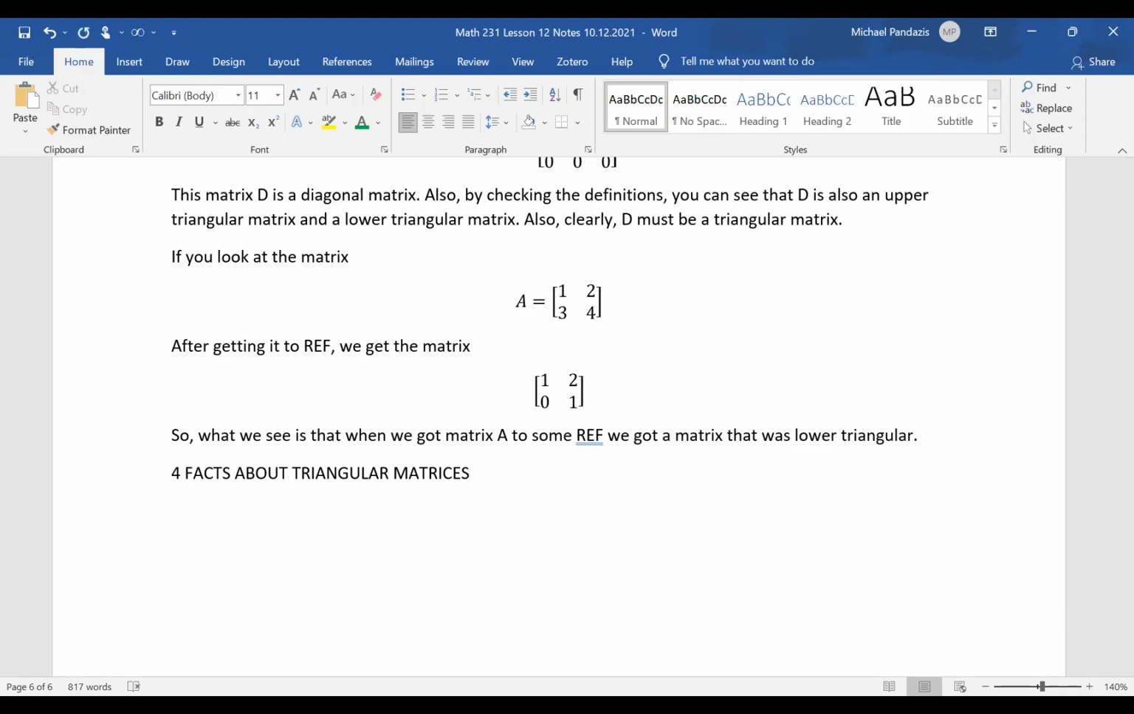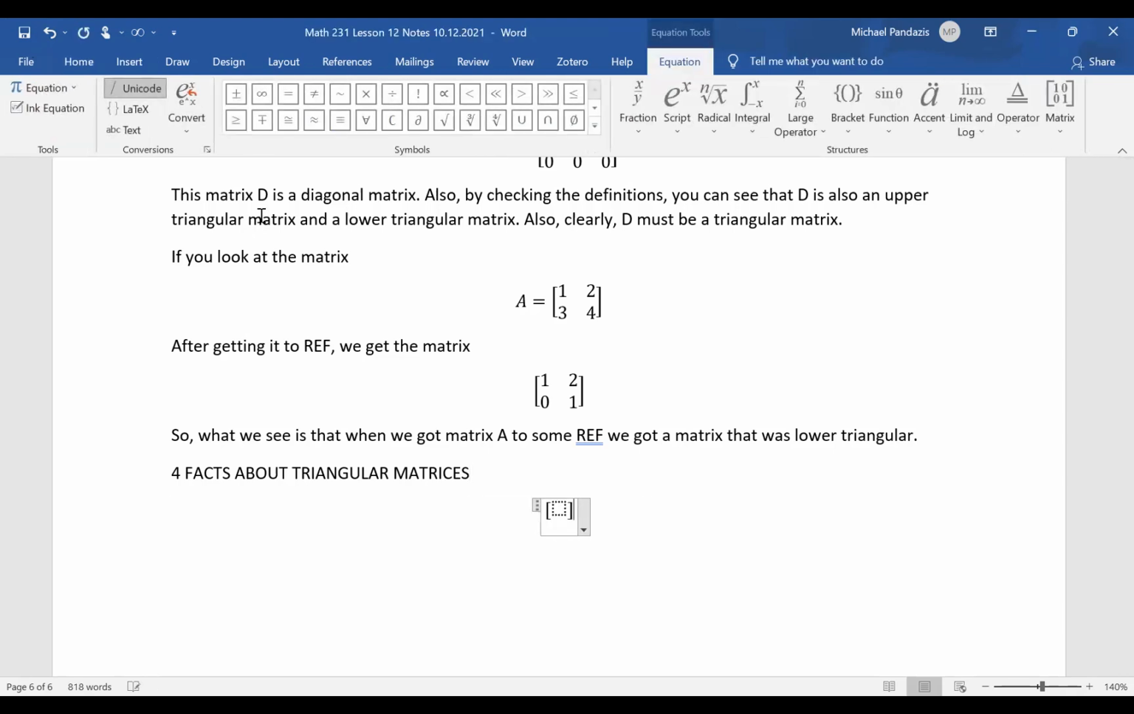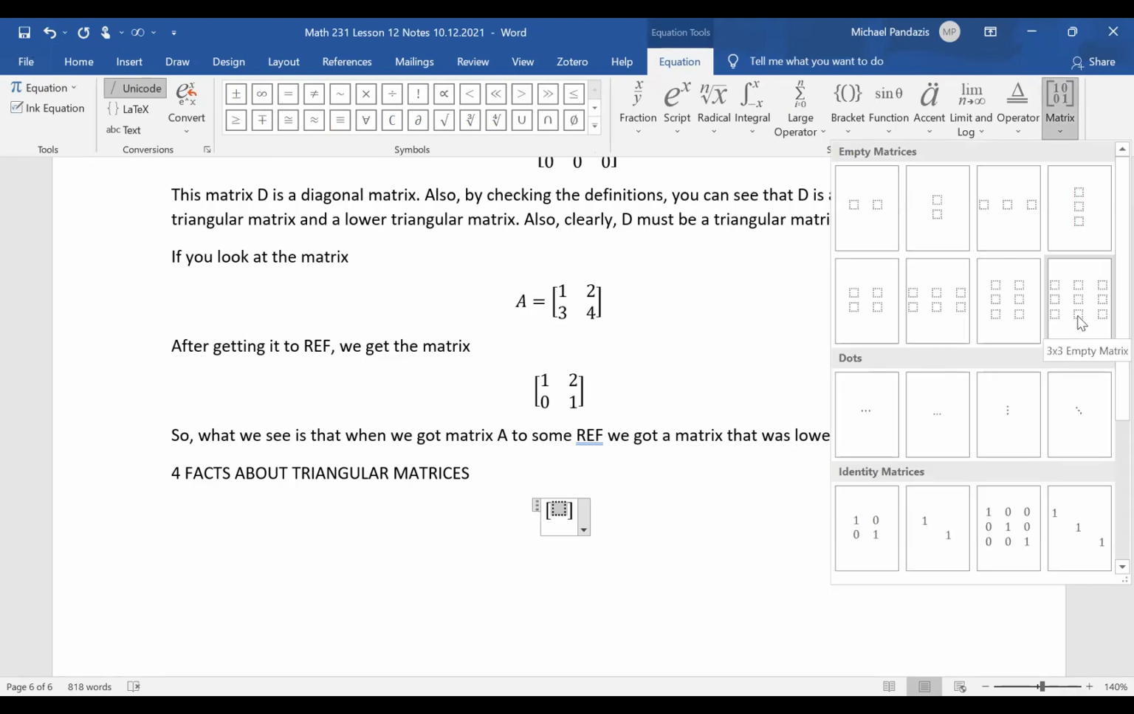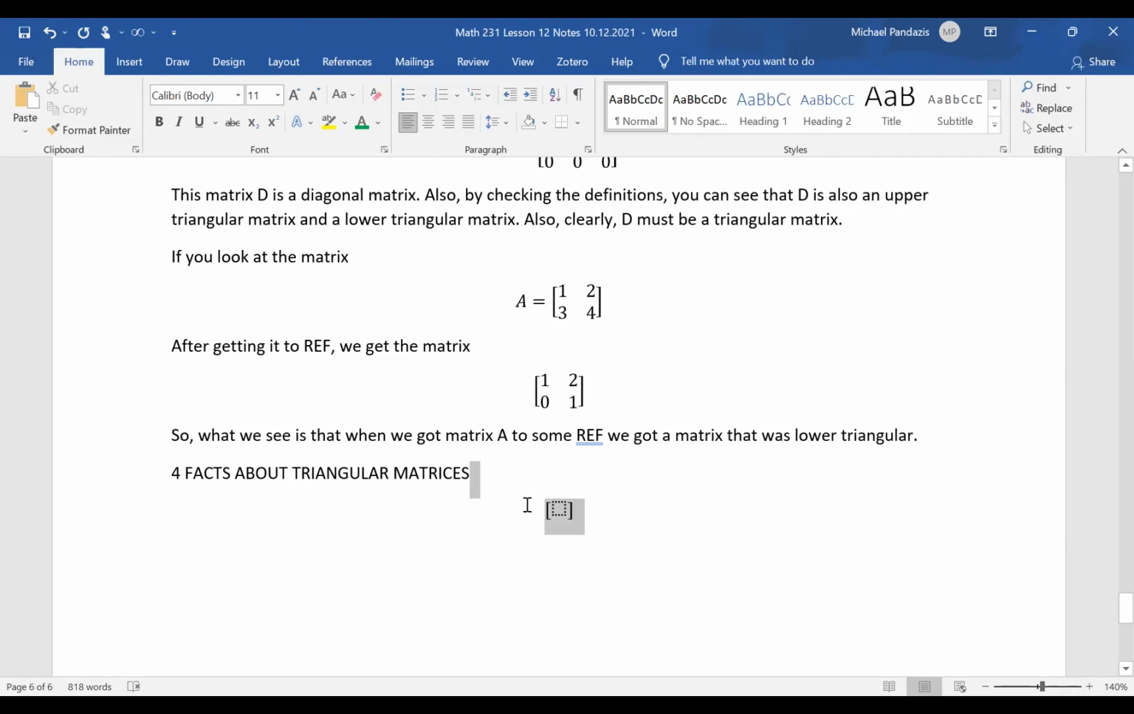Okay, so these are 4 facts about triangular matrices. Before I do these 4 facts, I'm going to have a picture. How do I want to do this picture? Actually, I'm going to do this on the whiteboard. So I'm going to go to the whiteboard.